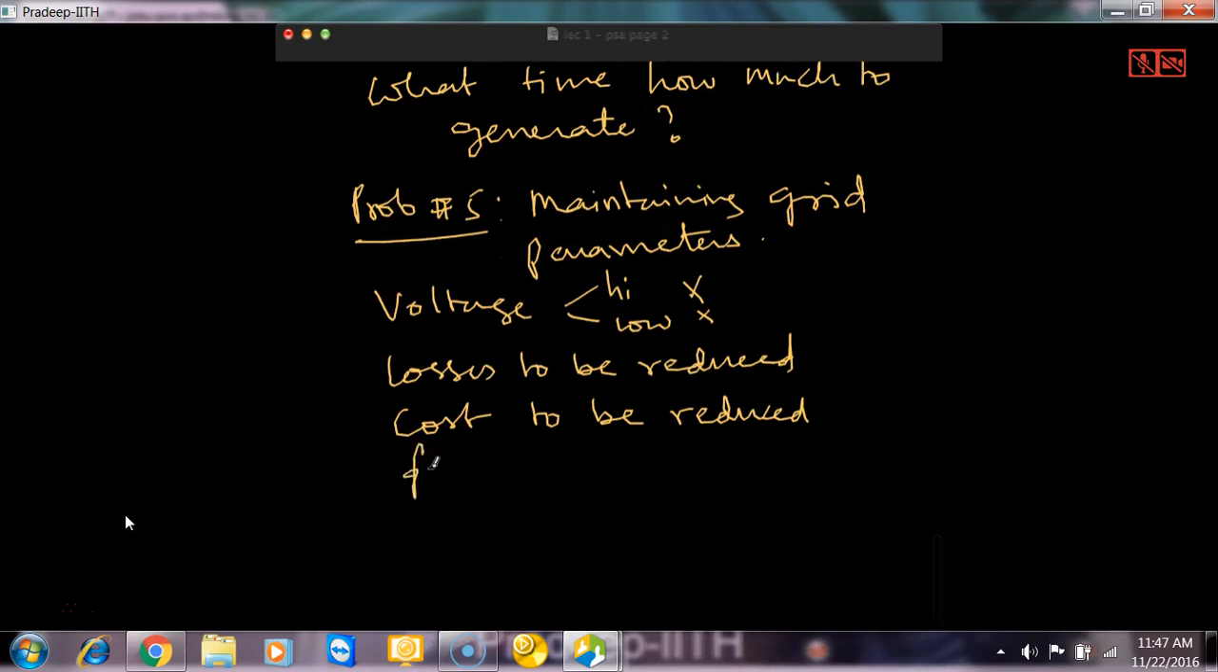Frequency. Frequency to be maintained near 50 Hertz. So power is generated at different frequencies. So frequency has to be maintained near 50 Hertz. So these are also different things. So that needs to be done. So that we'll also look at it in this course.